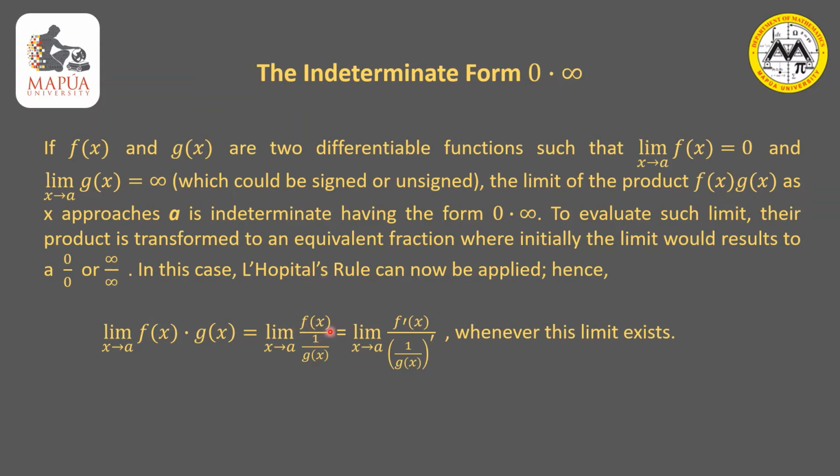If transformed to this ratio, the limit may be of the 0 divided by 0 or infinity over infinity form, so that we can now apply L'Hopital's rule in evaluating the limit in terms of the limit as x approaches a of the derivative of f of x divided by the derivative of the reciprocal of g of x, whenever this limit exists. So if there is a limit to this expression, that would be the limit to this expression here, and therefore would be the limit of the given product.